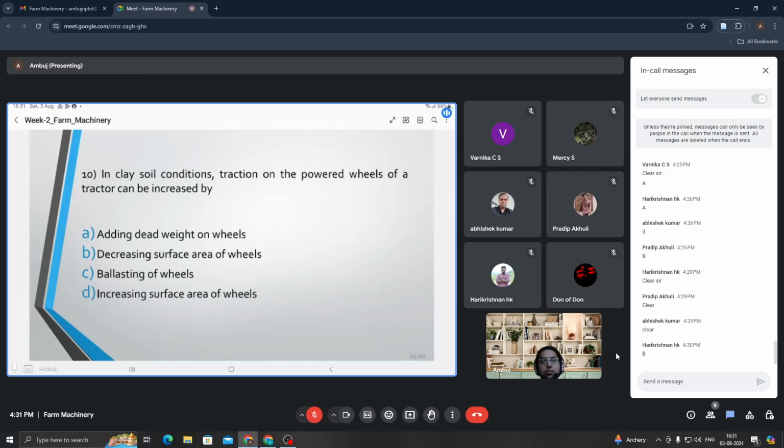Hari Krishnan, just to give you an idea, think about this problem. You are riding a bicycle, and your wheel got stuck in the mud. Mud is generally clay, more part is clay only. It floats to the top.